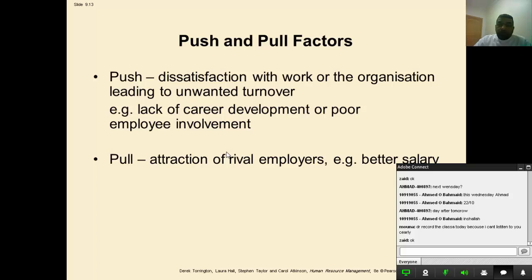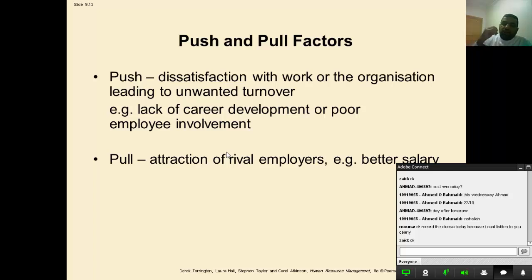There are two factors about turnover, which are the push and pull factors. The push factor is when a reason from your current organization makes you leave the job. For example, if your manager does not want you to work with him, or you find that the environment inside the organization is not good. These are what we call push reasons or push factors. Push factors means something from inside the organization pushes you to leave the job.